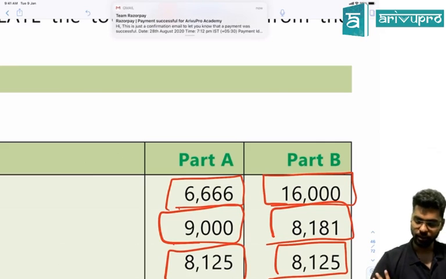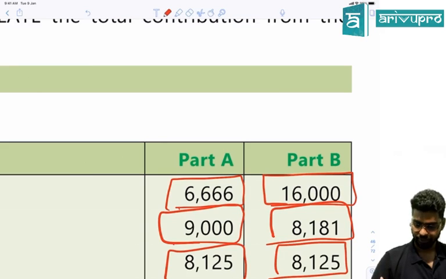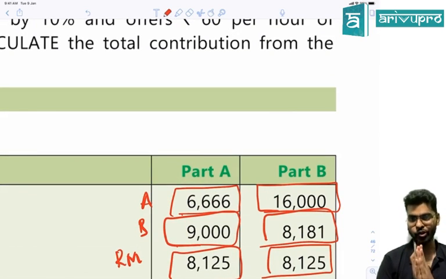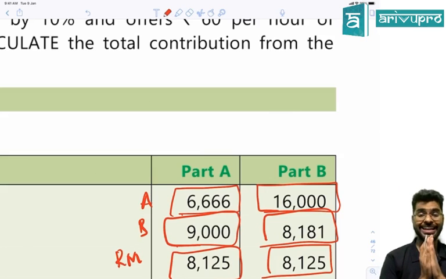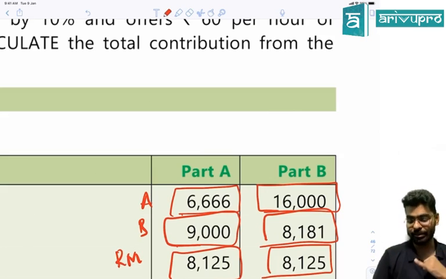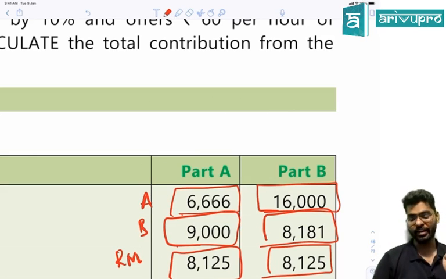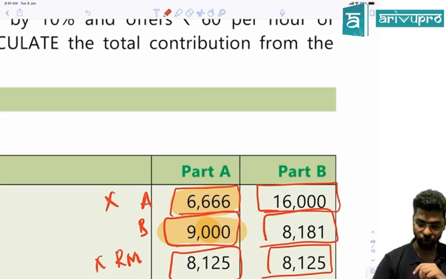Now see here, guys, machine A, B, raw material. If you understand the logic, please remember, I can only produce 6666 as the maximum. Why? If I try producing 9,000 units, my machine A is not available, raw materials is not available. So I can only produce the least. That is part A, I will produce 6666.